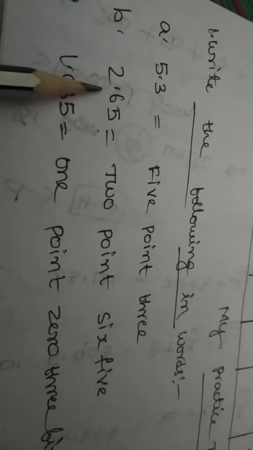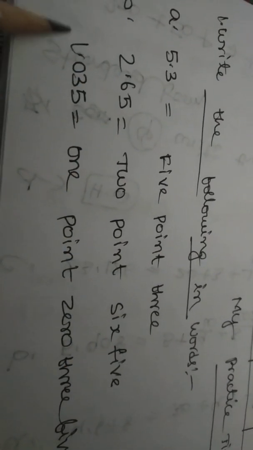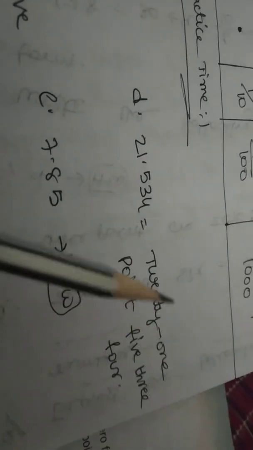Write the following in words. How will we write this one? 5.3. As we read it, in the same manner we will write it. So 5.3 can be written in words as 5.3 only. Next, 2.65, 1.035, 21.534. Next, 7.85, you write down as homework, in words only.